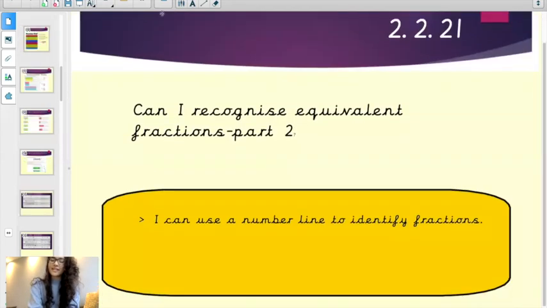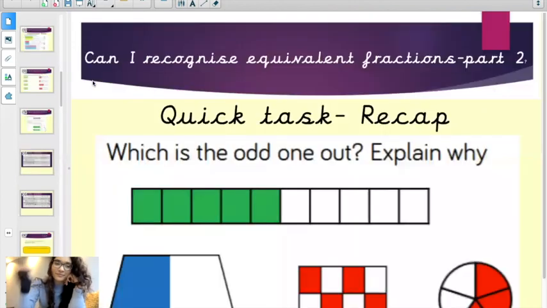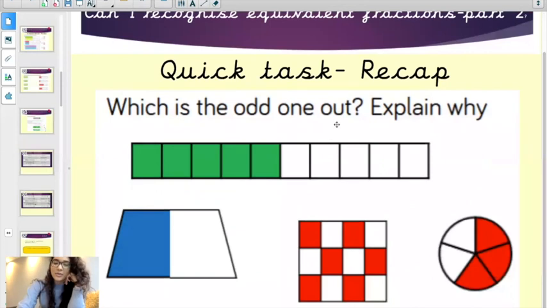Our learning objective for today's maths lesson is, can I recognise equivalent fractions? Part 2. So by the end of this, you will have learnt to use a number line to identify fractions. Let's have a quick recap. I would like for you to tell me which one is the odd one out and explain why.